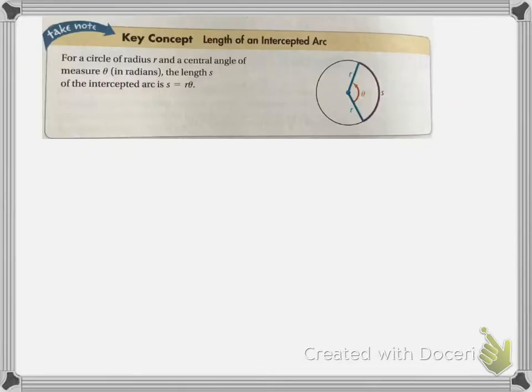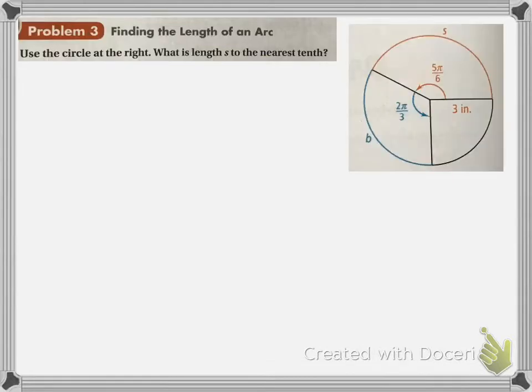If we're looking for the length of the intercepted arc, we did a little bit of this in geometry last year, but again, in radians, in terms of the radius, we're going to do the intercepted arc as S equals R times your angle theta. So let's take a look at this as we go through. Use the circle at the right. What is the length S to the nearest tenth?